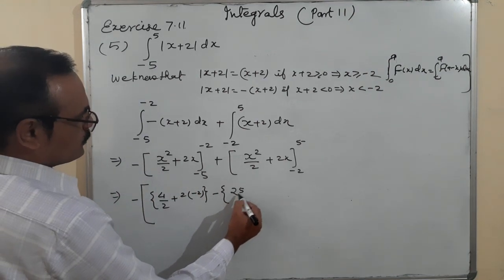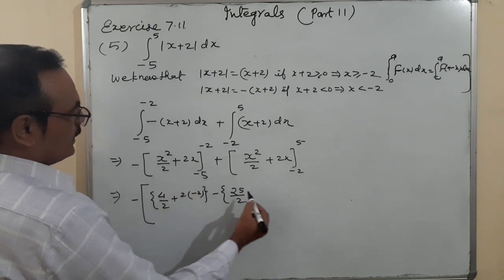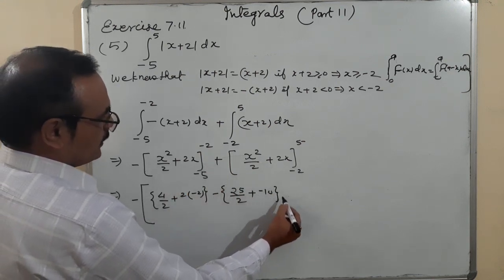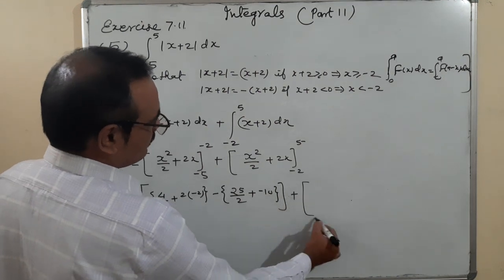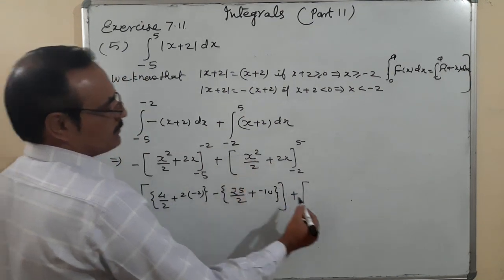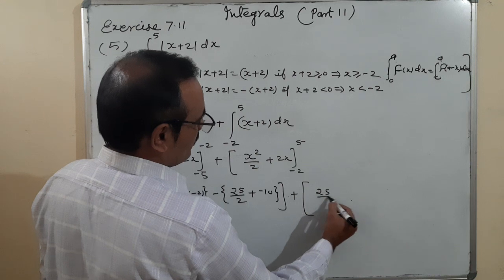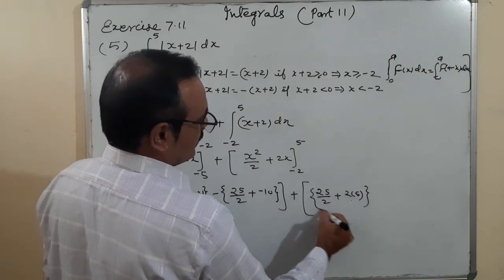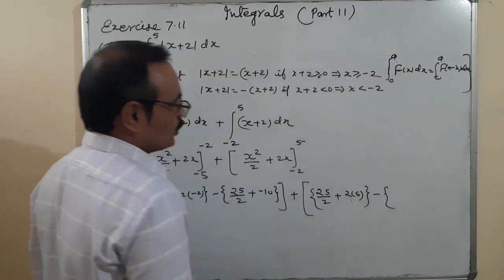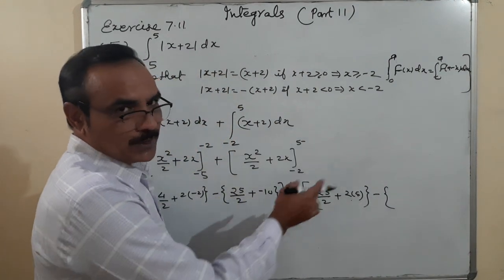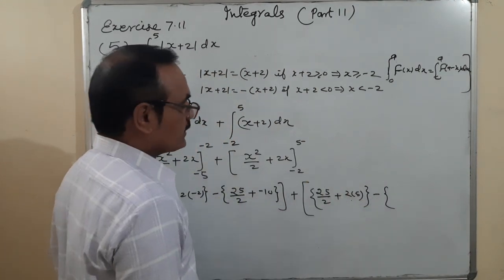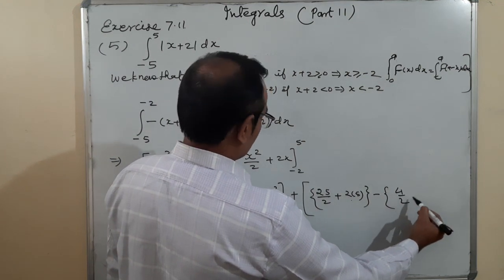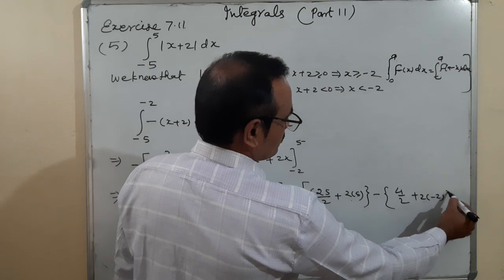25 upon 2 and plus 5 into 10, so may I write here minus 10. Okay, plus, here in that put 5, 25 upon 2 plus 2 into 5, that is 10, upper limit minus lower limit. You always put the limits inside the bracket, minus lower limit, 4 upon 2 plus 2 into minus 2. Okay.